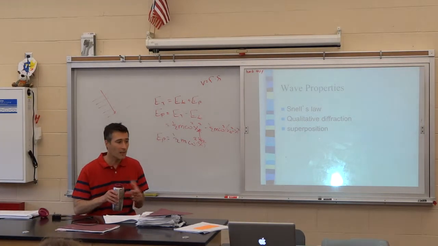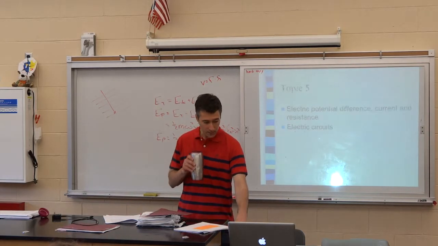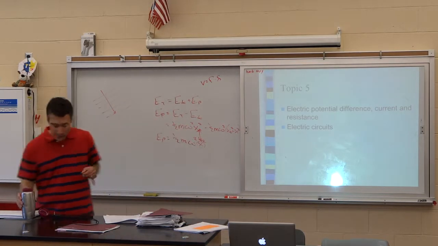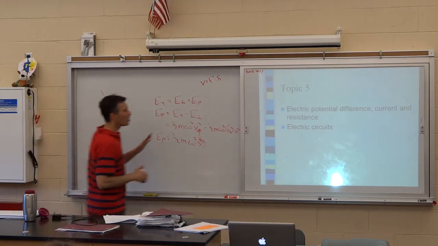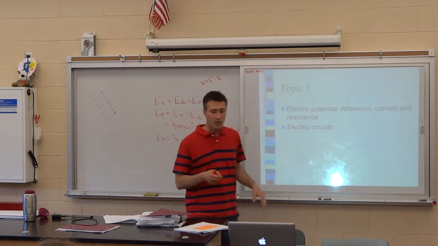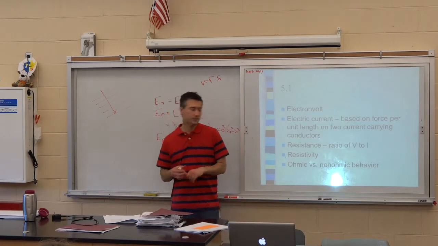All right, then we had topic 5, which was our electric currents and circuits. So we started off with a section called electric potential difference, current, and resistance, and then we have a second topic called electric circuits. And this was actually a fairly small topic.